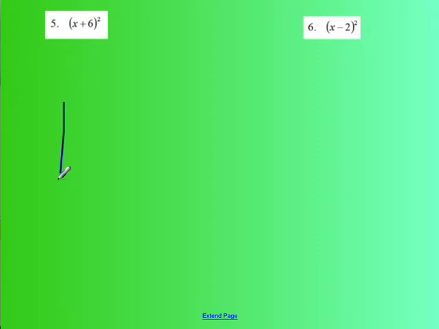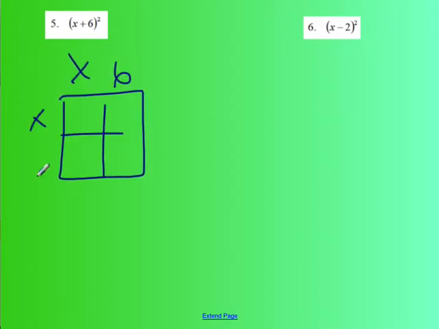So we have x plus 6. What I'm going to do is simplify this out. So x times x is x squared, and 6 times x is 6x. So then when I multiply the next one, I'm going to have 6 times x, and 6 times 6 is going to give me 36, okay?